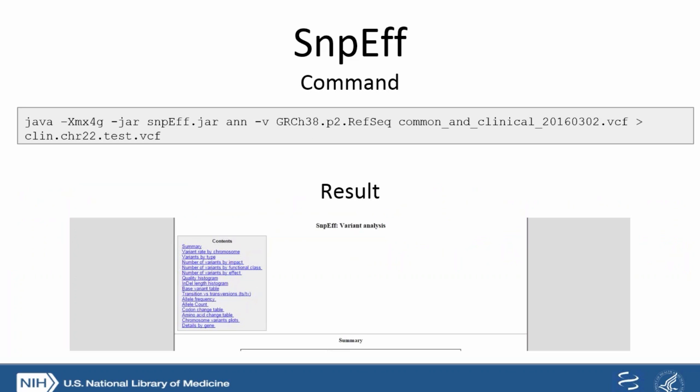Okay, so now once that database is downloaded, you'll run this following command, which is snpEff.jar, and so you'll annotate it with GRCh38, that's that reference sequence. And for this one, I ran it with the common and clinical SNPs file from ClinVar, and then you'll get a VCF result as well as an HTML result. So I will open that up.